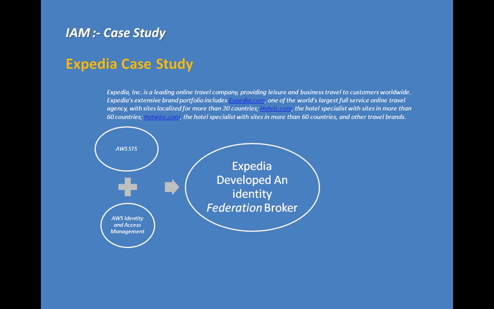They actually developed an identity federation broker, which uses AWS IAM, identity and access management, and STS, the security token service, which eliminates the need to create users separately. With the help of it, users directly log into their Windows machine, then browse to the identity federation, and they are directly logged into the Amazon console in a very transparent manner.